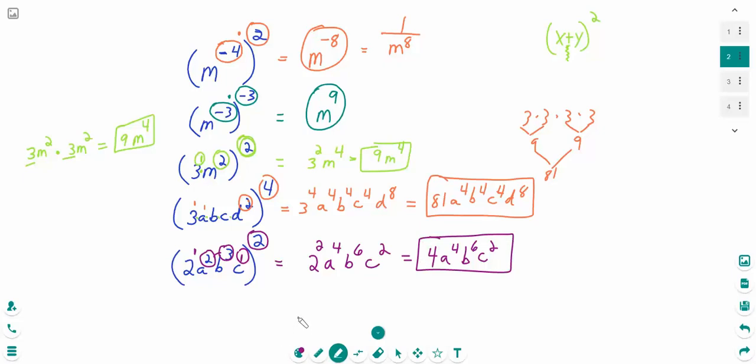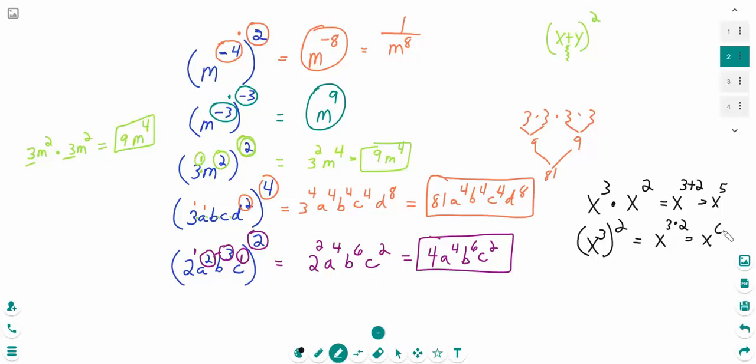Okay. So it is pretty straightforward. The thing I want to remind you of is make sure that you have it very clear in your head. Maybe even write this in your notebook. You need to make sure that you've got it clear that something like this, go to the variable, x to the third times x to the second, let's say, is going to be equal to x to the 3 plus 2. We add the exponents, which is going to be equal to x to the fifth. Okay, this x to the third raised to the second, here this is going to be equal to x to the third times 2, which is equal to x to the sixth.